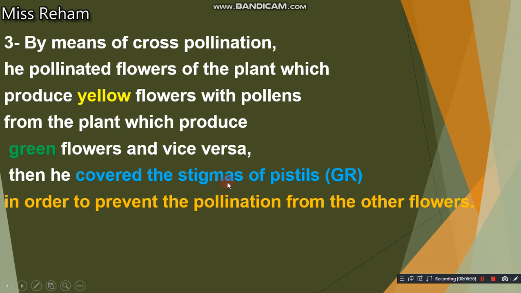Give reason. Mendel covered the stigma of pistils after cross-pollination. Why? In order to prevent pollination from the other flower. He wanted to do the cross-pollination from plants that produce yellow seeds to the plants that produce green seeds only. And he wanted to prevent the pollination from the other flower. So he covered the stigma of pistils. Okay?